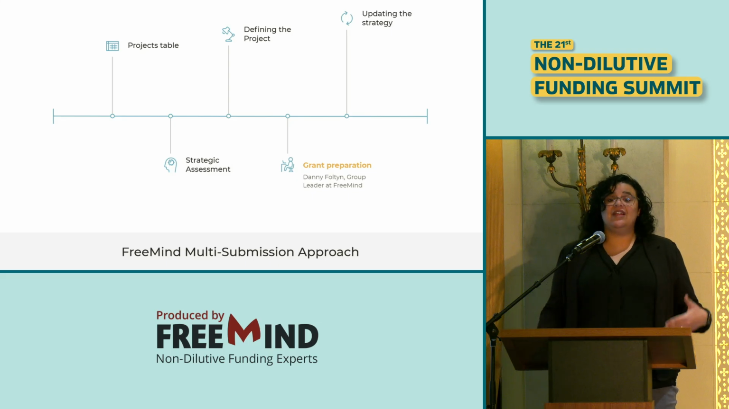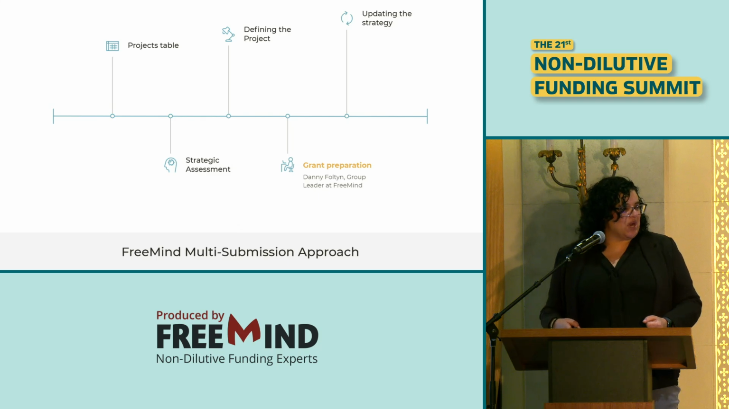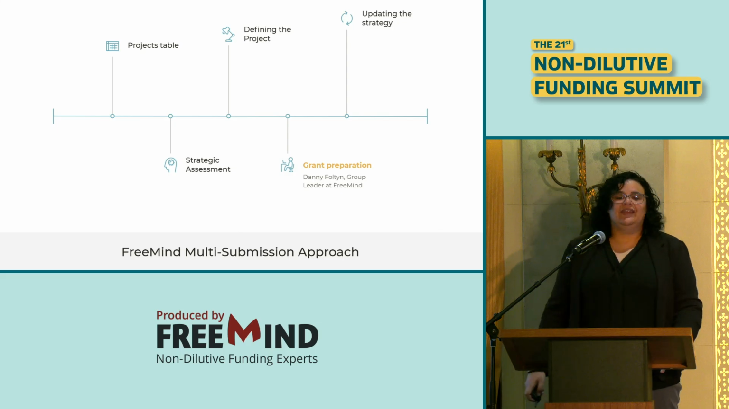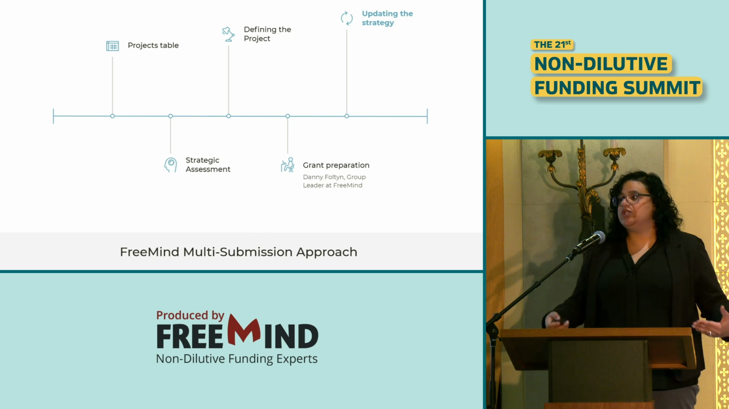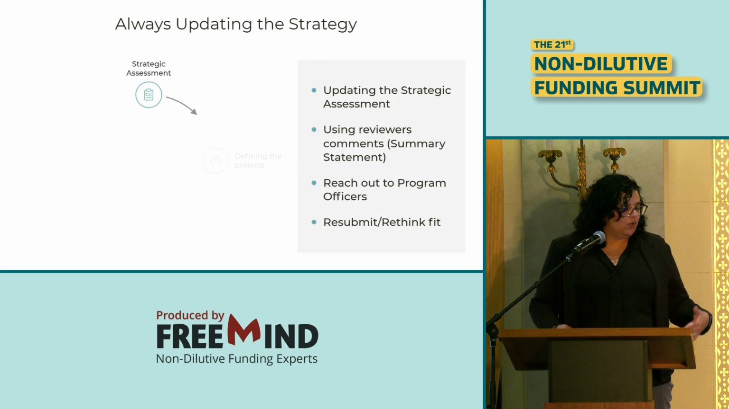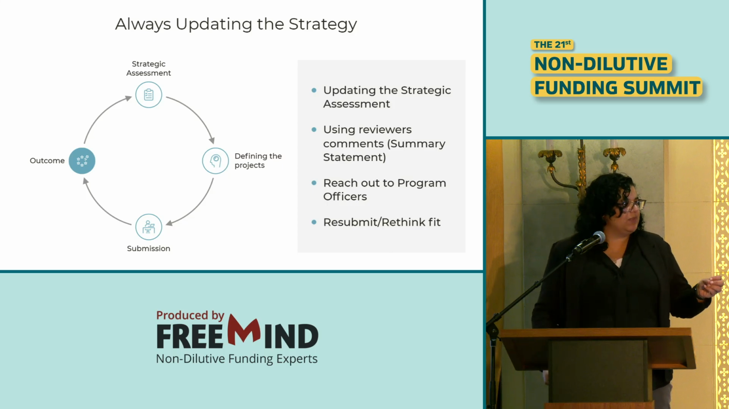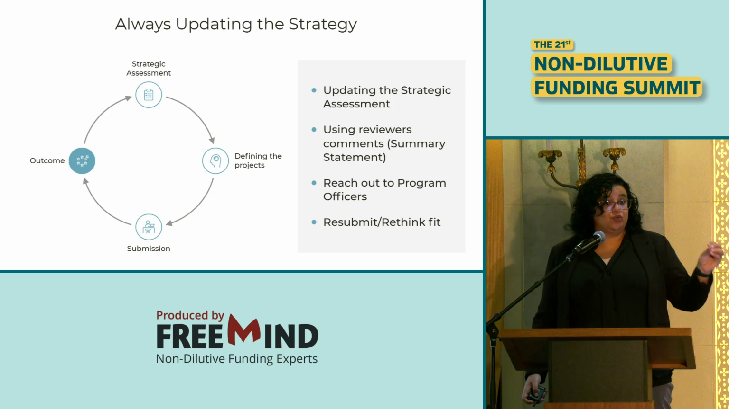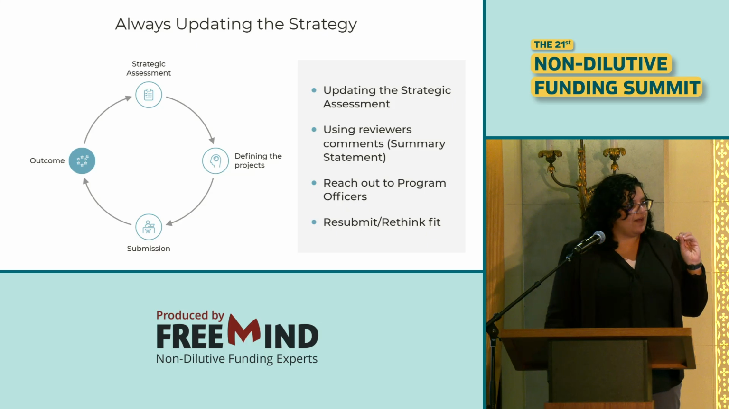Once we have that, then we go to the grant preparation, and we will hear about it from our very competent grant consultant and group leader, Danny, right after my talk. And then we'll update the strategy, and actually, this part is something that we do all the time. So we talked about the strategic assessment. We defined the project. We submit it. We receive feedback. This feedback is very important because it helps us to resubmit if the grant was not awarded, and it can help also other projects that you have.